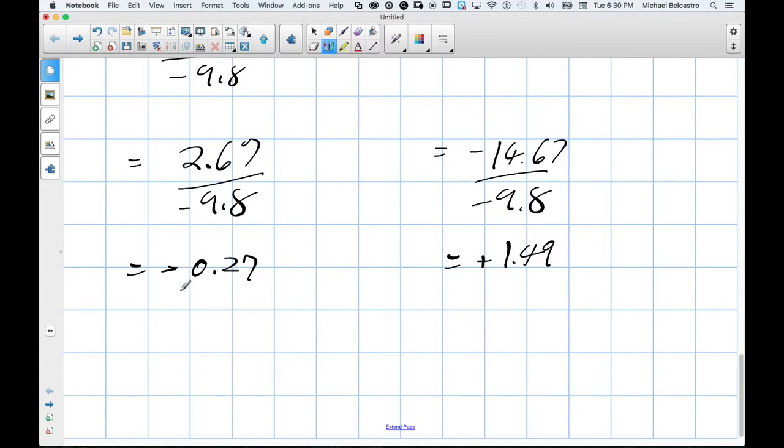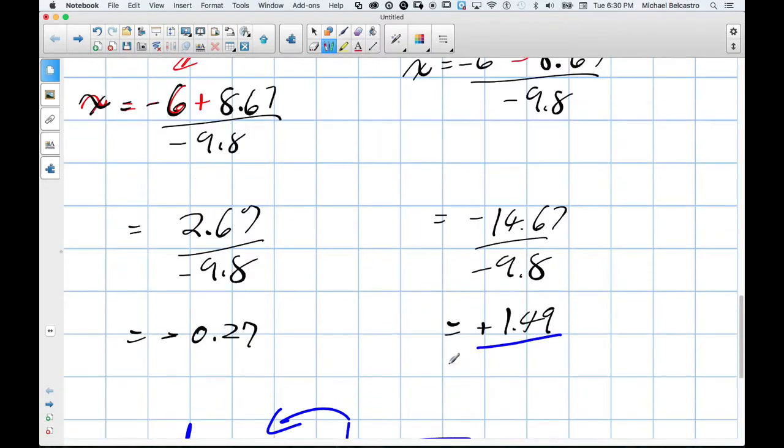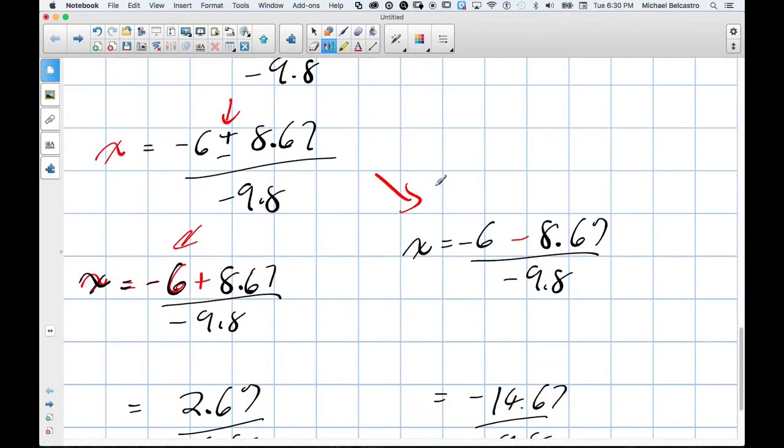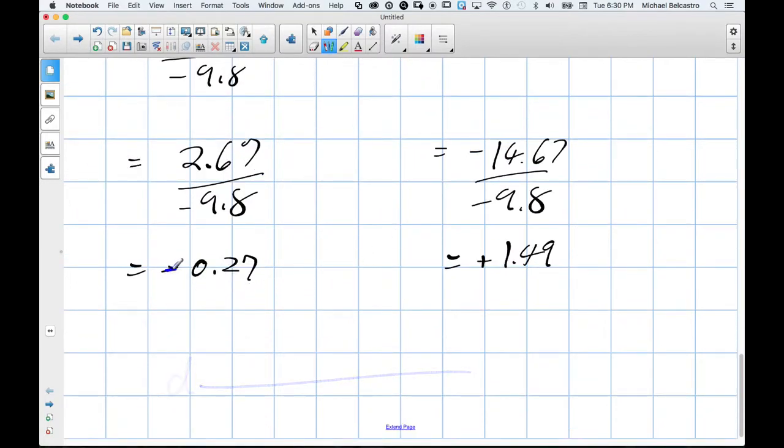This tells me the ball hits the ground at negative 0.27 and positive 1.49. Okay, negative could mean the ball went backwards if we're measuring distance on the x-axis, but our x-axis wasn't measuring that. It was measuring time. So this is telling me that 0.27 seconds before time starts, so before the ball hits the ground, so we've gone back in time. Essentially, this is illogical. This doesn't make sense.